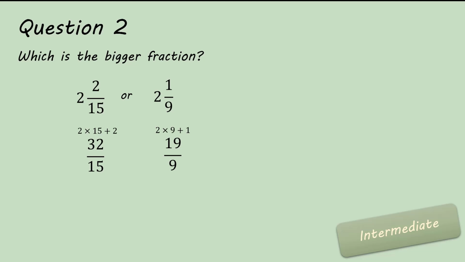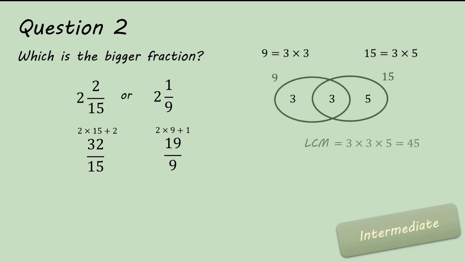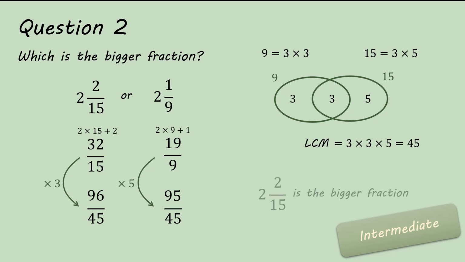A quick recap of how to do this is as follows. Because 9 is 3 times 3 and 15 is 3 times 5, using a Venn diagram gives an LCM of 3 times 3 times 5, which is 45. Now let's find the equivalent fractions. For 32 over 15, multiply up by 3 to give 96 over 45. For 19 over 9, multiply up by 5 to give 95 over 45. Since 96 is bigger than 95, 2 and 2 over 15 is the bigger fraction.